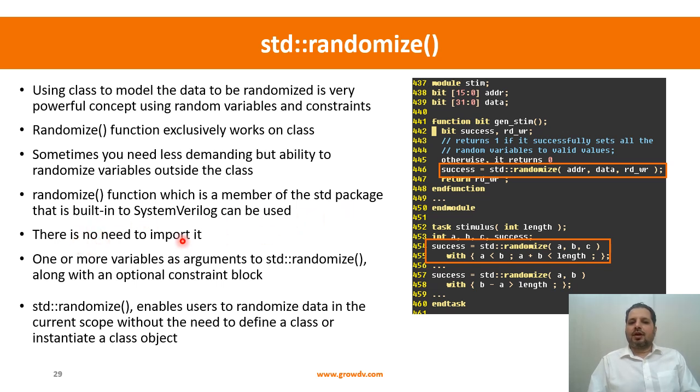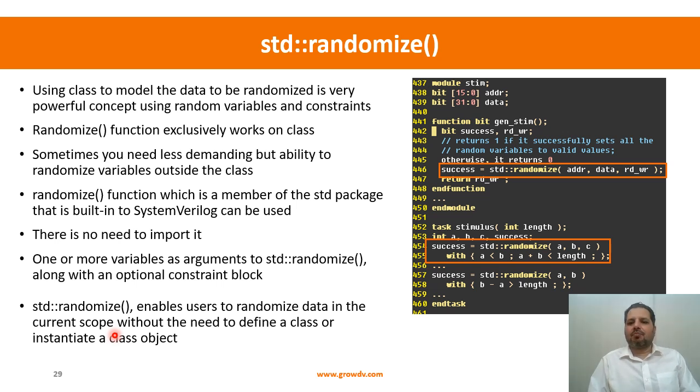You don't even need to import it, and then to this function you can pass one or more variables along with an optional constraint block. Here std is a package name, followed by the scope resolution and randomize. It enables users to randomize data in the current scope, that is, wherever you are within a task or function, you can take a few variables in that scope and randomize them without the need to define an additional class, instantiate it, create a handle, create the object and call randomize, right? So you don't need to do that when you have some simple requirement.